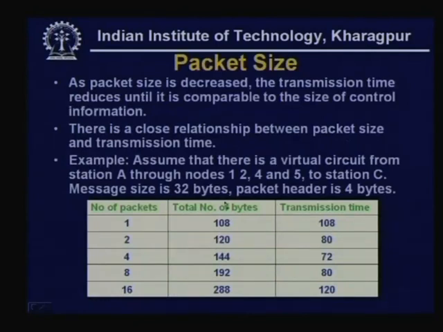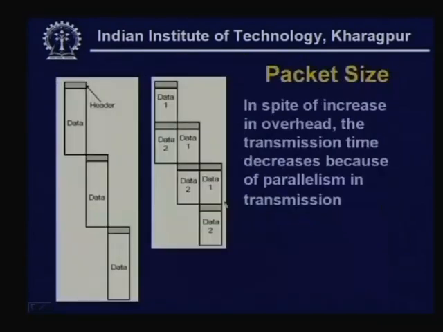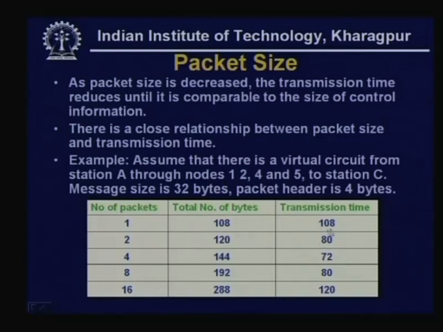However, because of parallelism, you can see here this packet and this packet are being sent simultaneously. This packet and this packet are being sent simultaneously. As a consequence, the total transmission time will be shorter. So, here we find the transmission time has decreased. Although more bytes are transmitted through the network, the overall source to destination transmission time has reduced from 108 to 80. That is a normalized value, you can say.